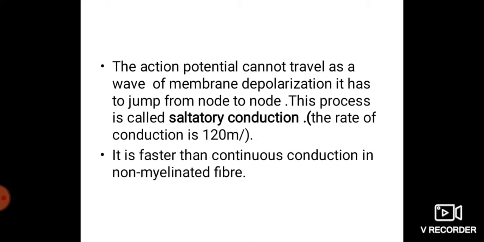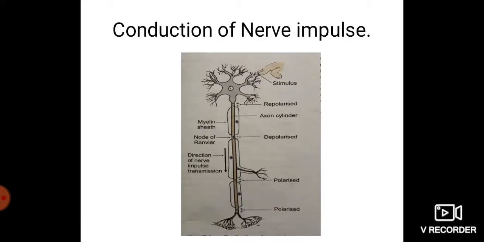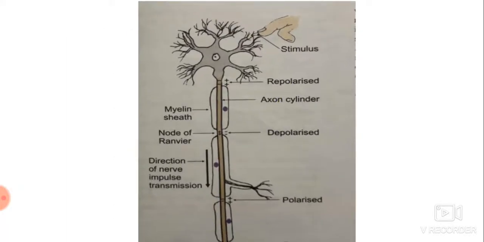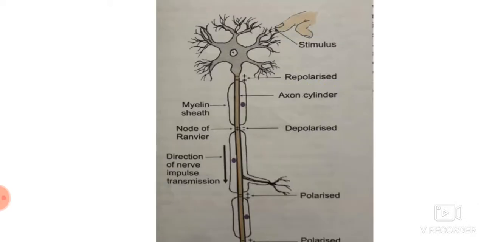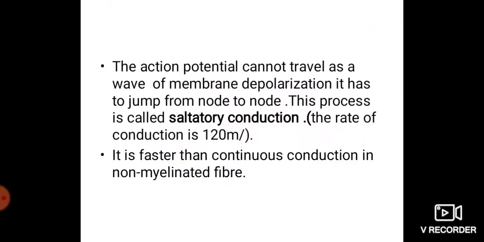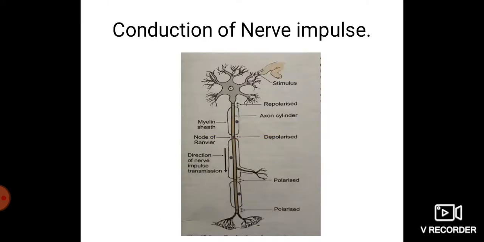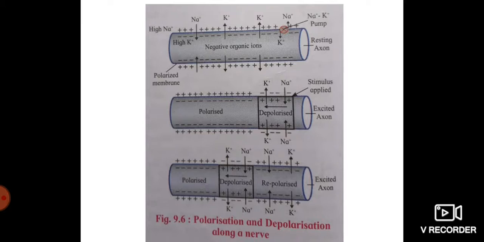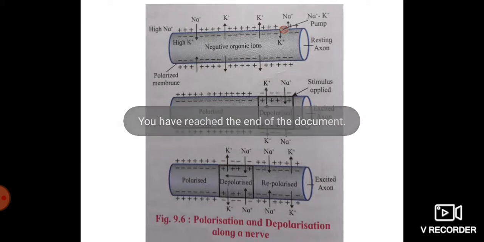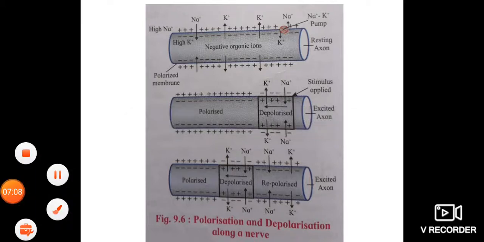It is faster than the continuous conduction in a non-myelinated fiber. Conduction of nerve impulse, we can see that in a diagram. A stimulus is applied. We have the repolarized state. We have the axon cylinder. It goes like that. Conduction of nerve impulse. Here is another diagram.